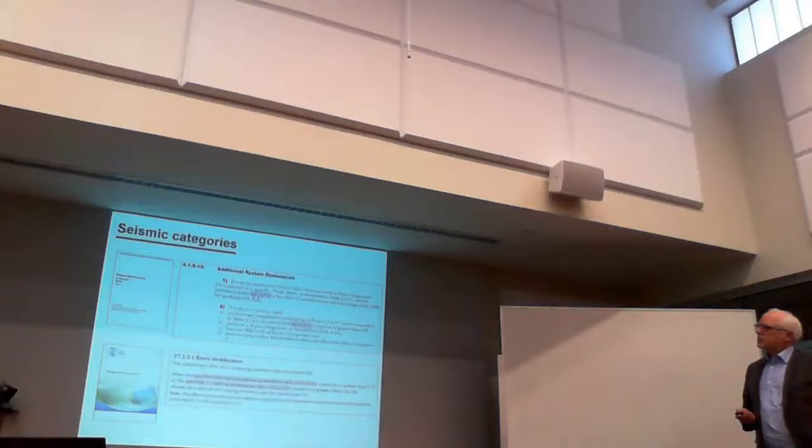So we decided to replace those by seismic categories. This is a bit similar to what we have in the US. So we use four categories, and of course we use the same input parameters to define those categories, but what you see in the code is, if you are C1, you do this, if you are C3, you do that, but much easier to handle.